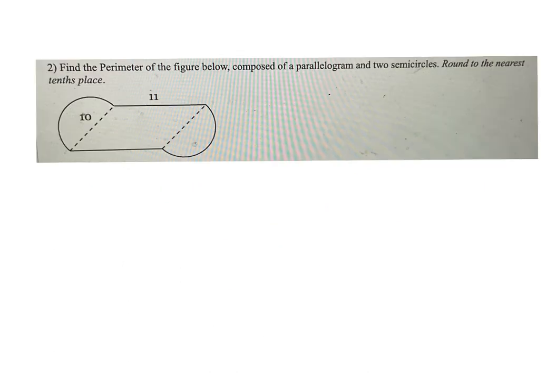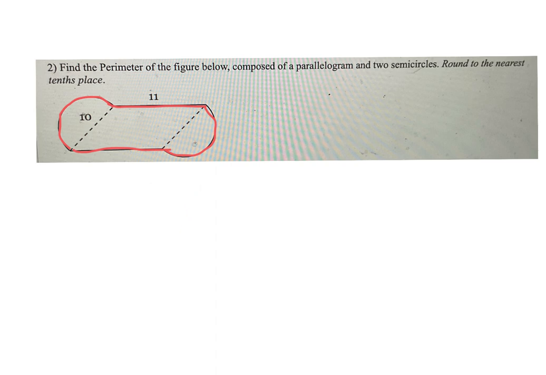Okay, find the perimeter of the figure below, composed of a parallelogram and 2 semicircles. Round to the nearest tenths place. So perimeter is the distance around the outside of the figure. This is an irregular shape because we have a parallelogram. The parallelogram is the part of the shape that looks like this on the interior, right? And then you also have 2 semicircles that are sliced diagonally.